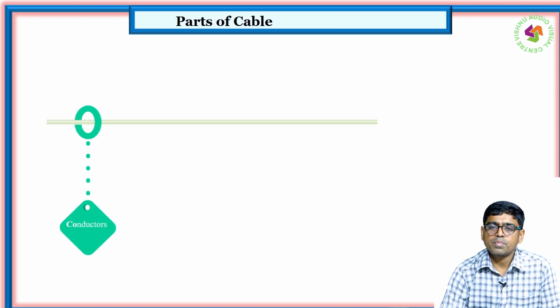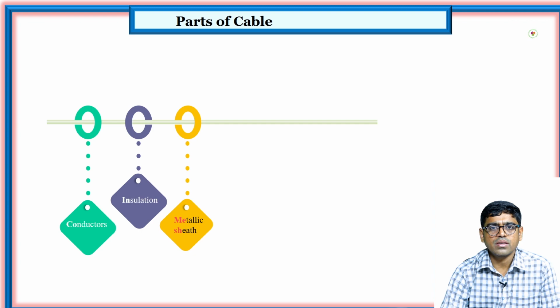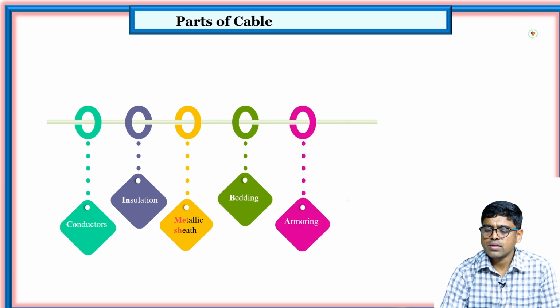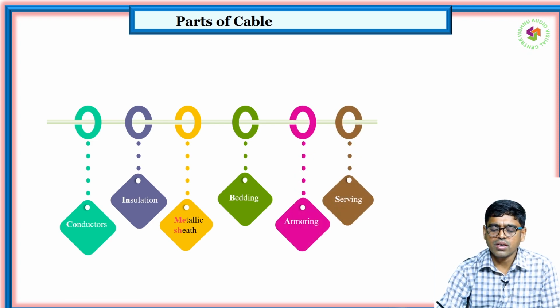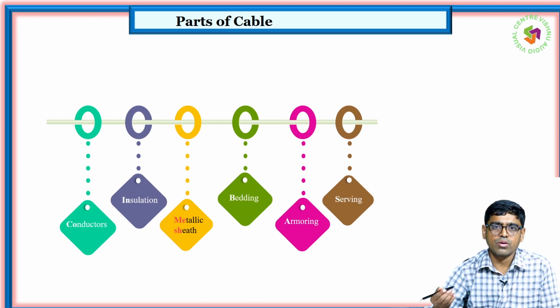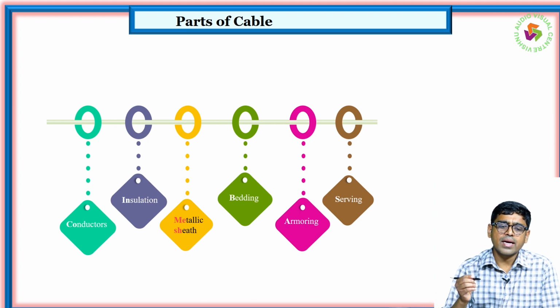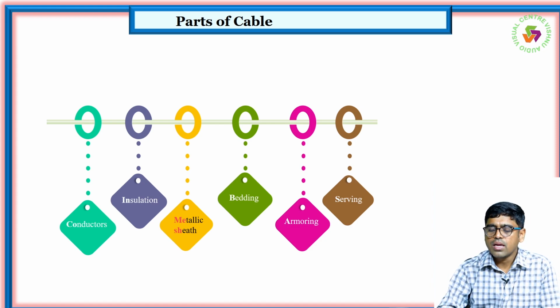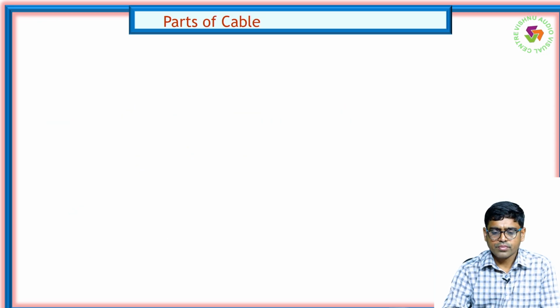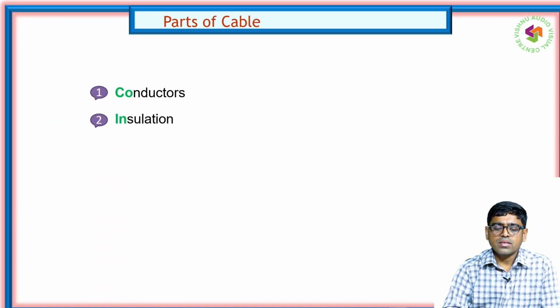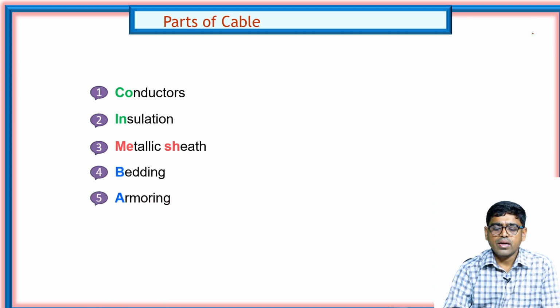You can see the parts of underground cables. First, it has a conductor. Next is the insulator. After the insulator we lay a metallic sheath. Then it has bedding, next armoring, and next serving. So these are the layers in an underground cable: first the conductor, then insulators, then metallic sheath, then bedding, armoring and serving.